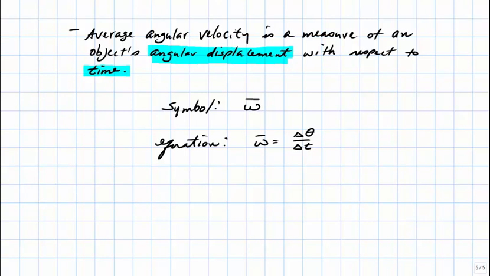From this equation, we can extract the units. Delta theta is expressed in radians, and delta t is expressed in seconds. And so the units for average angular velocity are just radians per second. Let's now define average angular acceleration.